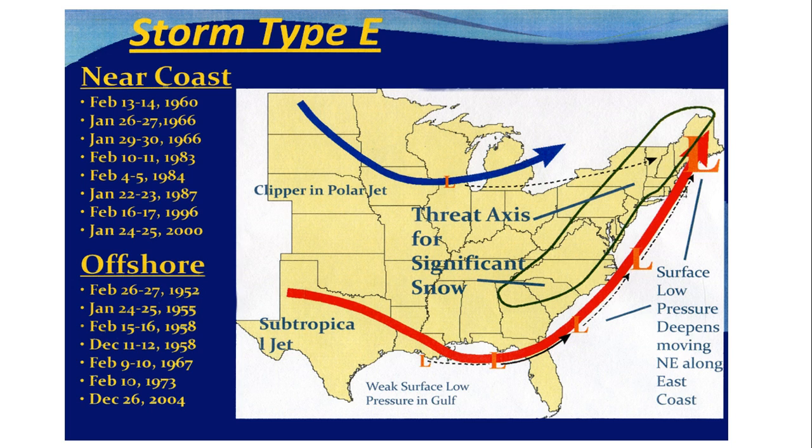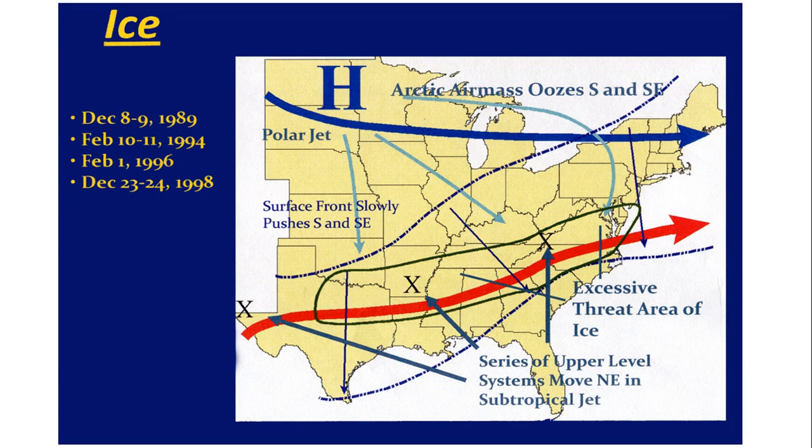And there on the left shows the near coast events as well as the offshore events and the various winter weather events, the dates and the years with that. And then for ice, it's another big threat during the winter season. It can be very treacherous for drivers on the roads.